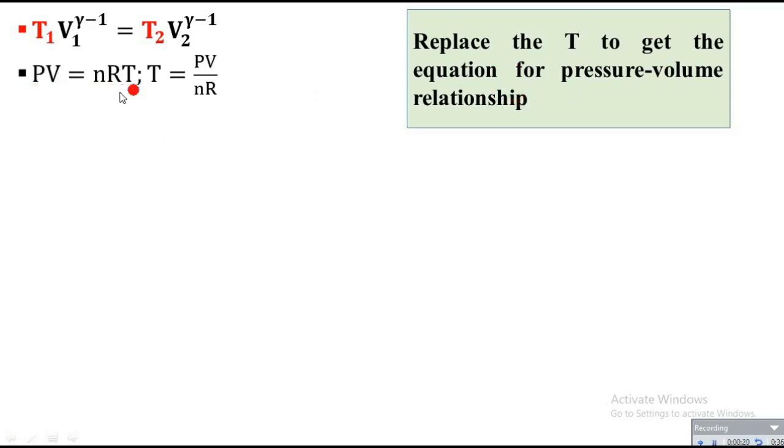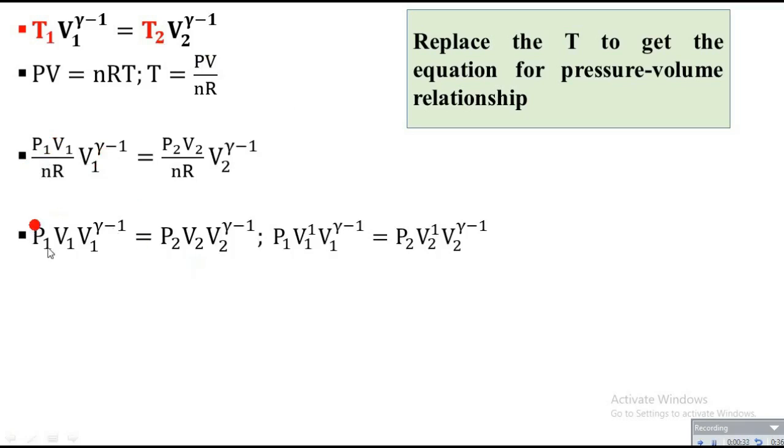Here we will get P1 V1 over nR, and here we replace with P2 V2 over nR. Quickly we replace here and here. Then we will get P1 V1 over gamma minus 1. You can check here, we have 1, and here also we have 1. So the 1 and the 1 here.